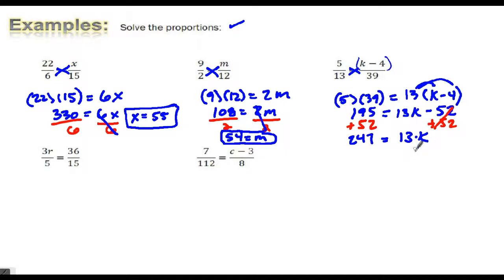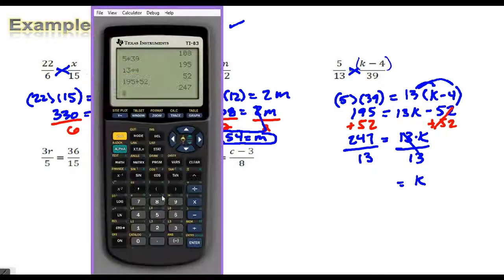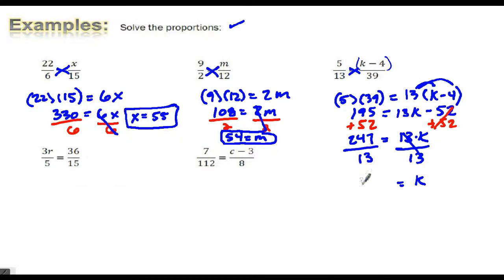Now the last step is to get rid of the 13. Divide both sides by 13 because it is multiplying with the k. 13's cancel out. Okay, 247 divided by 13. And we get 19. So 19 will be our answer for k. Okay? Alright, moving along. Let's go ahead and look at 3r over 5 equal to 36 over 15.